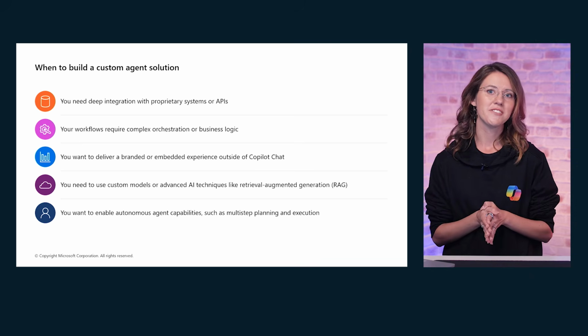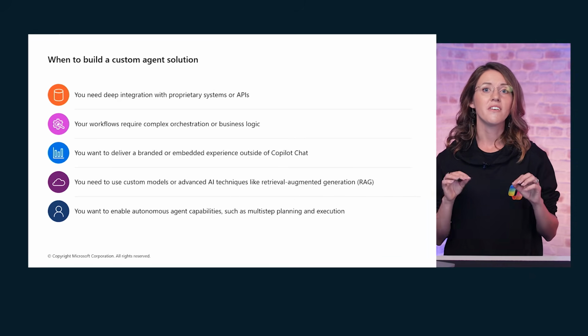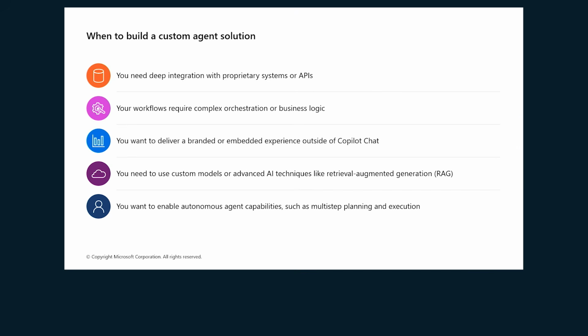When building custom agents or generative AI applications, there are several key considerations to keep in mind. First, think about hosting. You will need a reliable environment to ensure your application runs smoothly. Then consider integration with your systems to enable seamless data flow and functionality. You'll need complex orchestration to manage different components and processes. Creating a branded experience is important too. It helps maintain consistency and strengthen user experience and engagement.